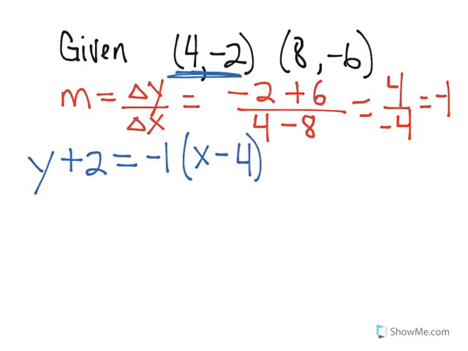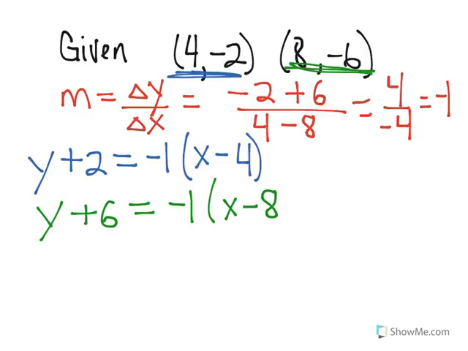Let's say instead I'd rather use the point (8, -6). So I could write that in point-slope form. y minus a -6, minus a minus is a plus, 6, is equal to -1 times the quantity x minus 8.